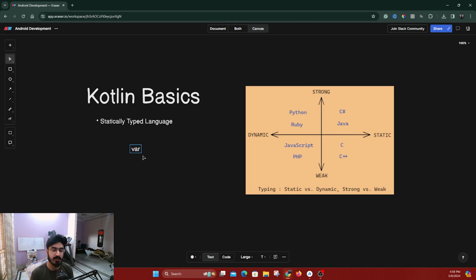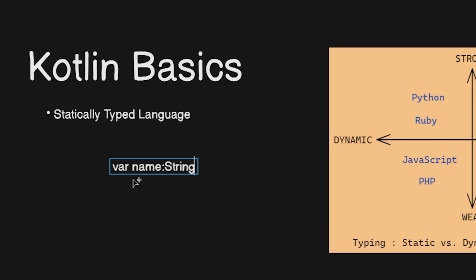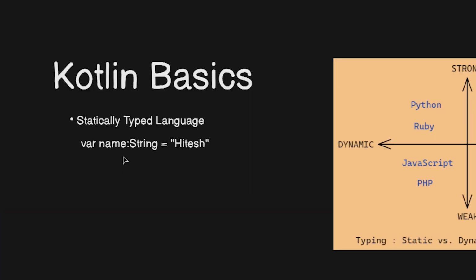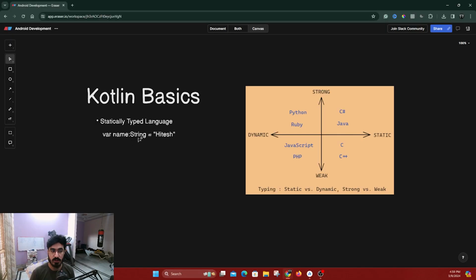Let's suppose we create a variable, like var name of type String, and this is not initialized. Now, if I initialize it as "Hitesh is here", the value of this variable is already known, so the compiler will not give us any errors at compile time.